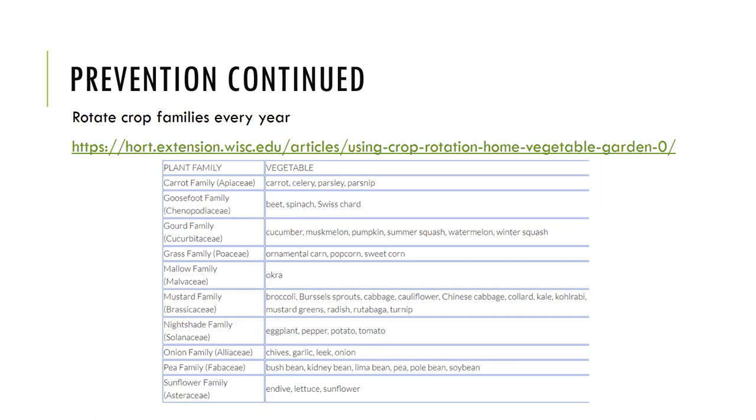So if you had problems with blight last year on your tomatoes, you want to switch it up and plant something from a different family, such as cucumbers from the cucurbit family. Sorry, I tripped over my word there.